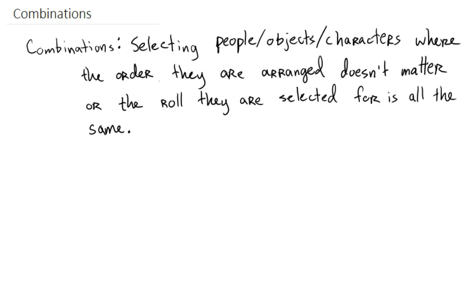Alright, so I want to do the 10 friends and I'm selecting 3 of them to go to the movies with me example. So my 3 friends that I'm selecting to go to the movies with me are Bob, Tom, and Hank.